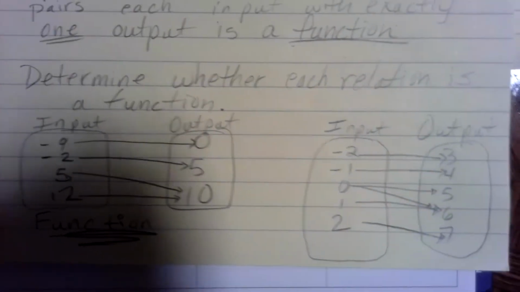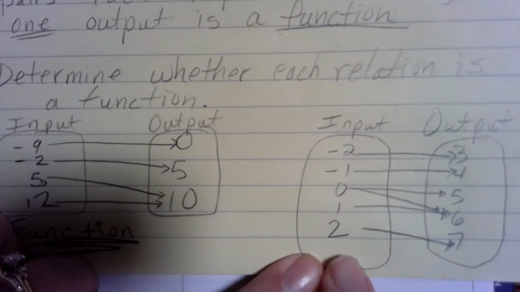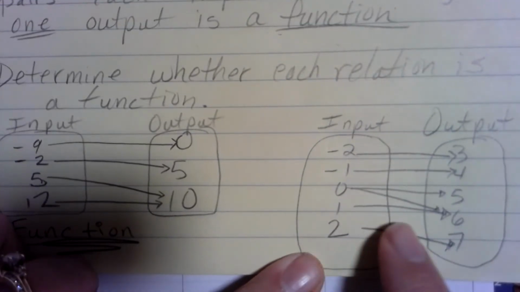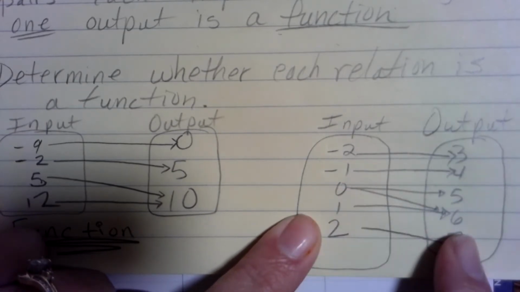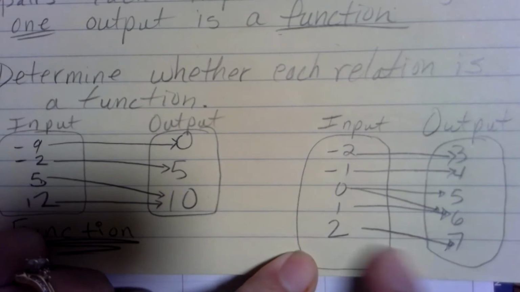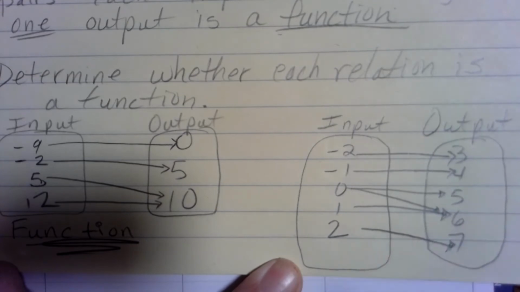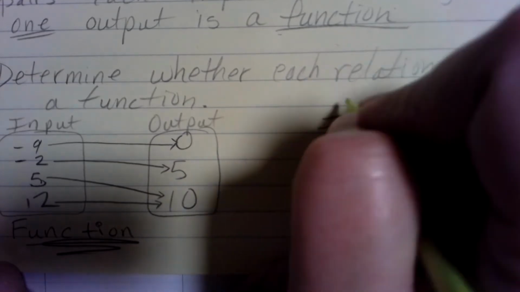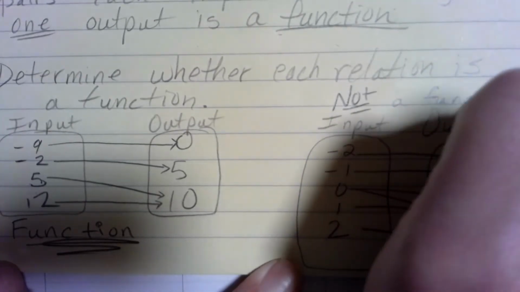Now, if we look to this diagram over here, notice, right, all of them have just one. Oh, but when we get to 0, 0 has 5 and 6 as an output. That cannot be if we determine the relation between input and output is to produce a function. So this is not a function, not a function.